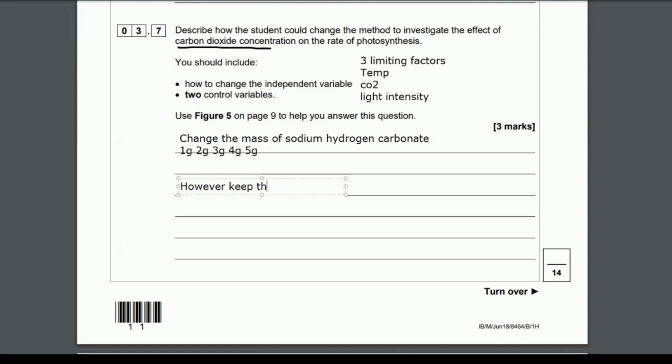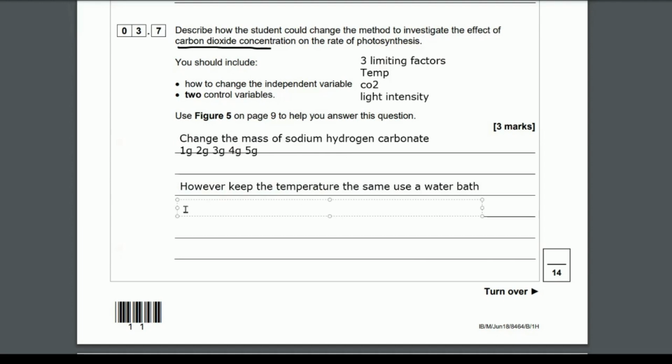However, keep the temperature the same. Now, what I want to do is include how you control those variables. It says you should include how to change the independent variable. We've said that. You change the mass of sodium hydrogen carbonate, 1 gram, 2 gram, 3 gram, 4 gram, 5 gram. However, keep the temperature the same. Do you know how you keep the temp the same? Use, and you need to know this off by heart, a water bath. Very rarely does a set of GCSE science exams go past where either in chemistry, biology, or physics, you don't have to talk about maintaining the temperature using a water bath. It's 1 mark every year. It comes up on one of them. So keep the temperature the same, use a water bath.